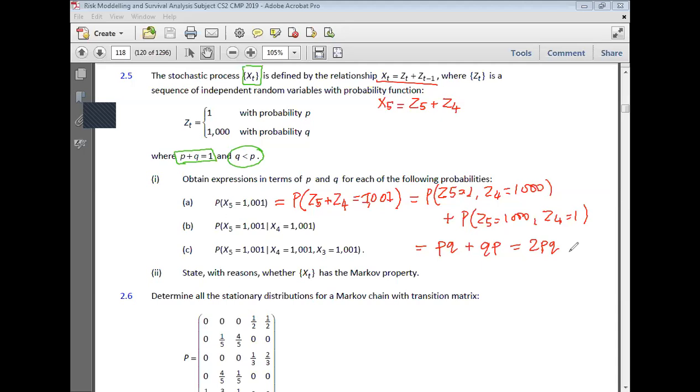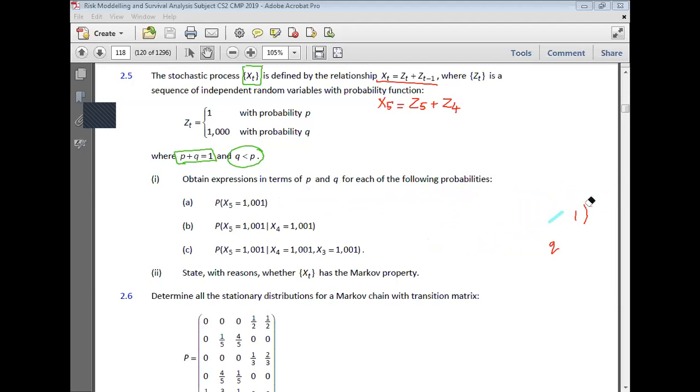Yes, ma'am. Okay, so this was the first part. This was kind of, I guess, easy. Now let's see what's going to happen in the second part of the question. Okay, so the same thing is asked, but again we are given that at X4 we have observed 1001. So how do you guys think this is going to change the probabilities?